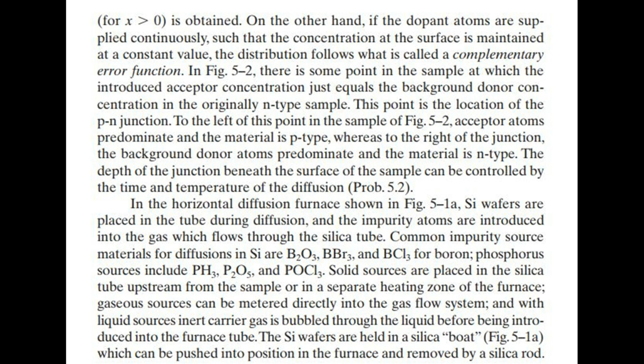Solid sources are placed in the silica tube upstream from the sample or in a separate heating zone of the furnace. Gaseous sources can be metered directly into the gas flow system, and with liquid sources inert carrier gas is bubbled through the liquid before being introduced into the furnace tube. The silicon wafers are held in a silica boat, Fig 5.1a, which can be pushed into position in the furnace and removed by a silica rod.